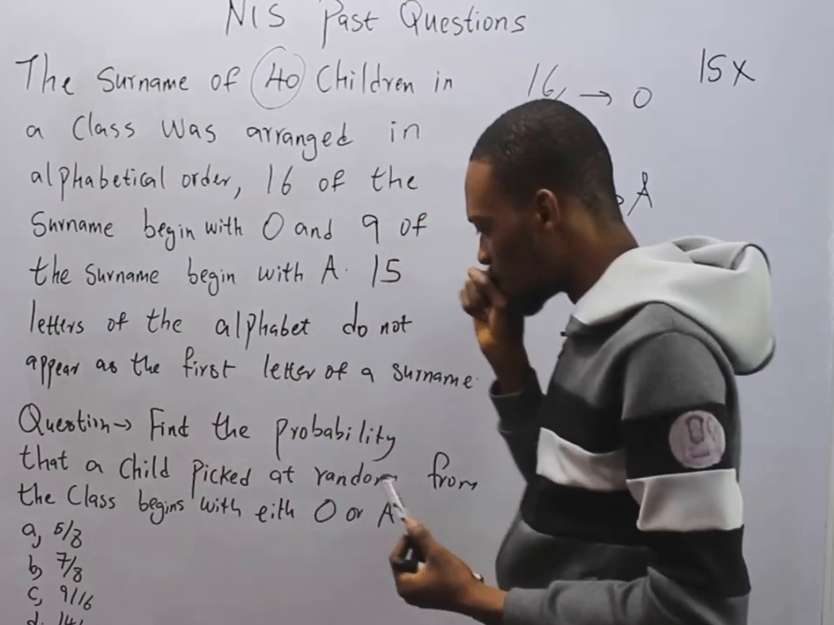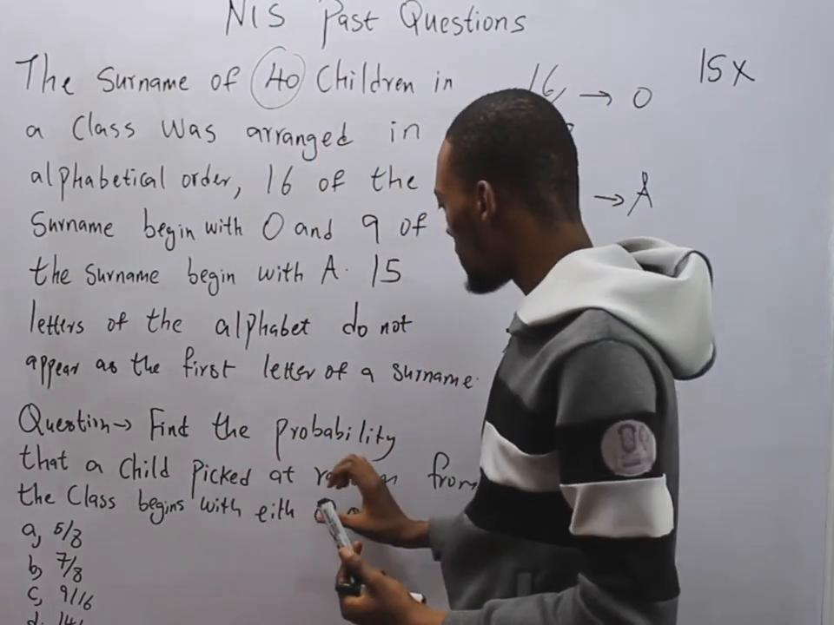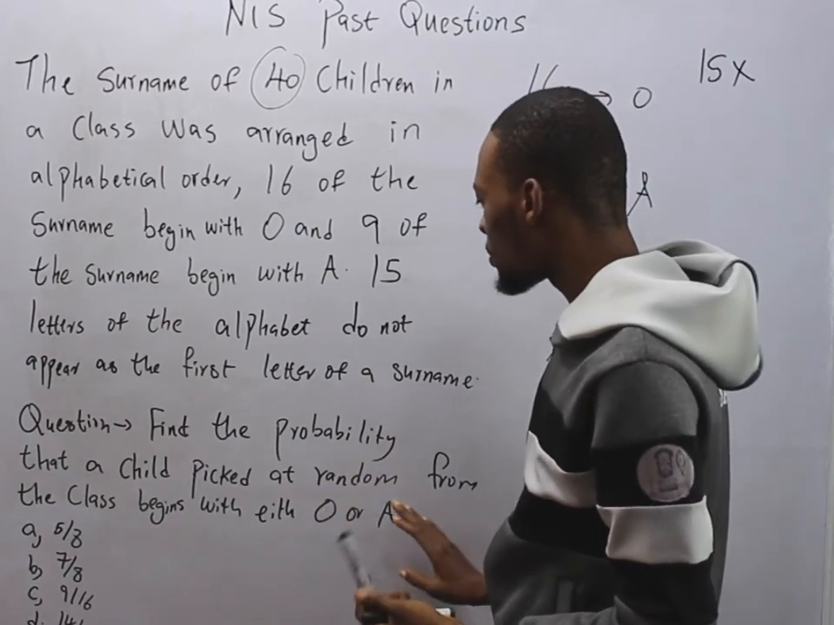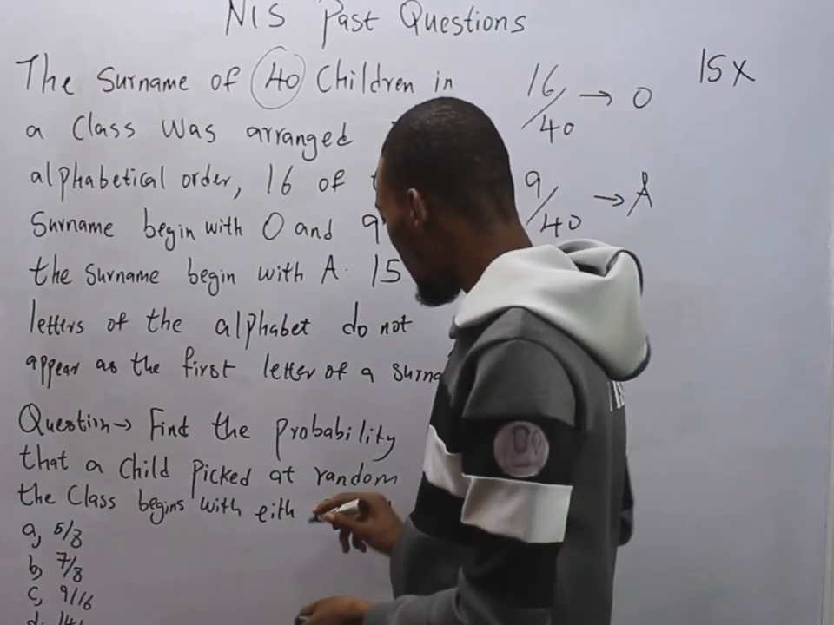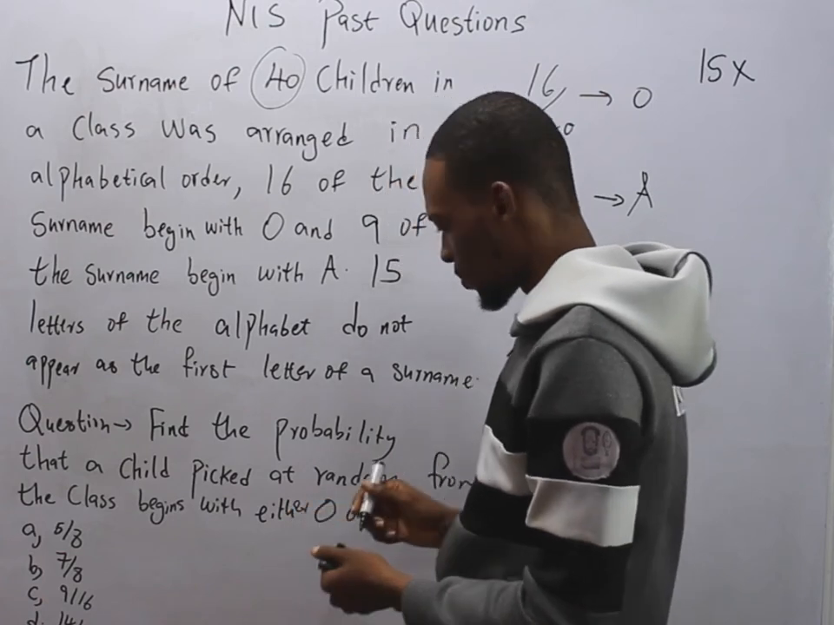Now, what is this question saying? It says, find the probability that a child picked at random from the class begins with either O or A.